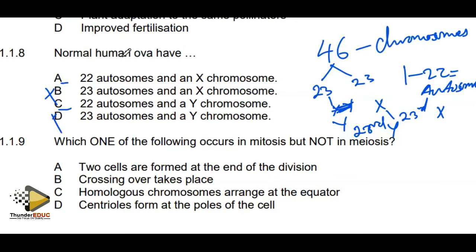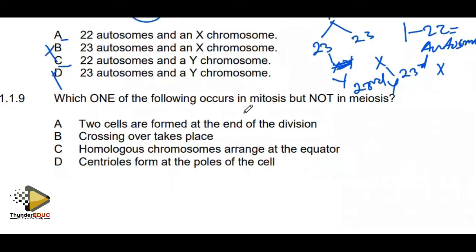But they're saying a normal human ova. When they talk about ova, they are talking about a female. So this must go to female. If it is a female, female can't have Y. They're always having X. So it means that the answer is going to be 22 autosomes and an X. It can't be 22 autosomes and a Y, then it is going to become a male. It's going to become a sperm. So basically it is an ova. It is not a sperm.